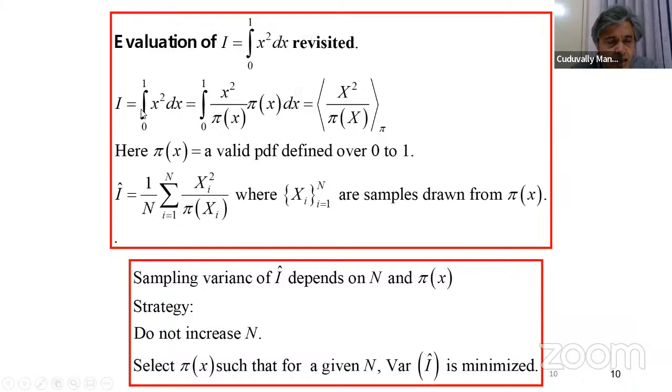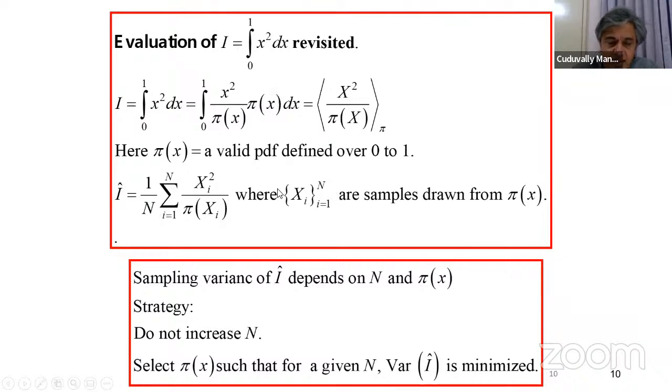What I will do is write I as x squared divided by pi of x, into pi of x, where pi of x is a valid probability density function defined over 0 to 1. Now I will estimate I by drawing samples from pi of x. So this is the estimator.